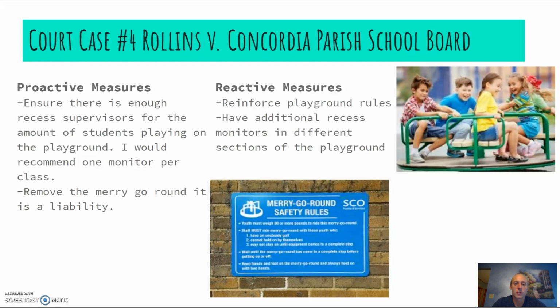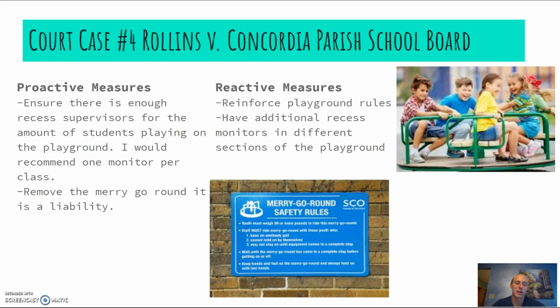Court case number 4, Rollins versus Concordia Parish School Board. What happened here is recess was going on, and a couple kids were playing on the merry-go-round, and as we know, merry-go-rounds go super, super fast, and the young girl fell off and broke her leg. The recess monitor was walking kind of towards the area, but was distracted by two students who were fighting over a basketball. And unfortunately, she wasn't there to help.